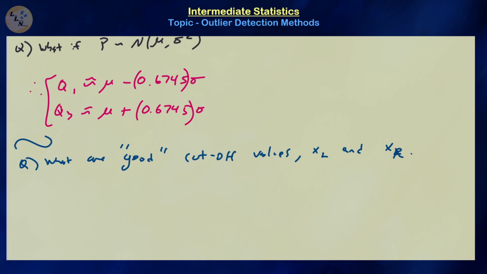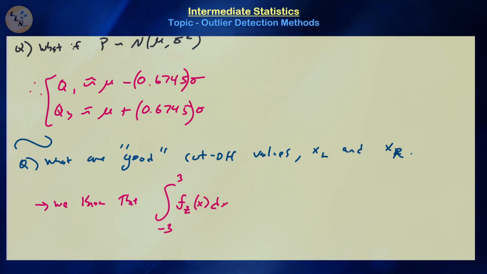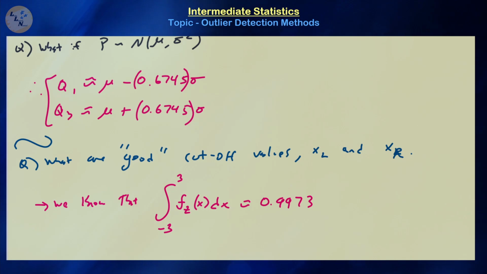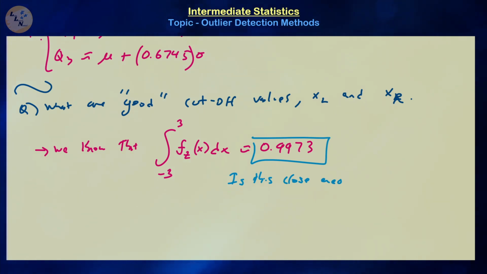Let's go back to what we were talking about before. We know that the area under the curve of a standard normal distribution, let's call that standard normal distribution f of z, is approximately equal to 0.9973. So you need to ask yourself, 99.73%, is this close enough to 1?